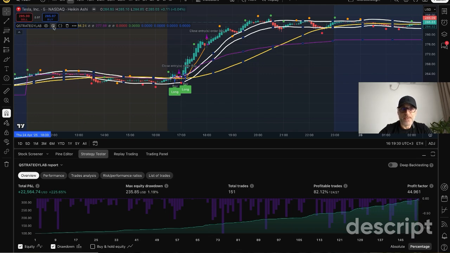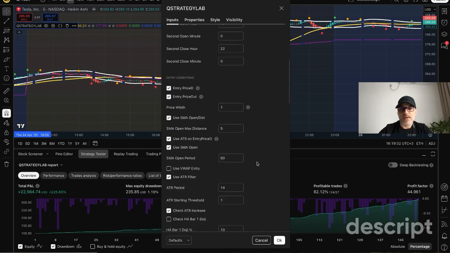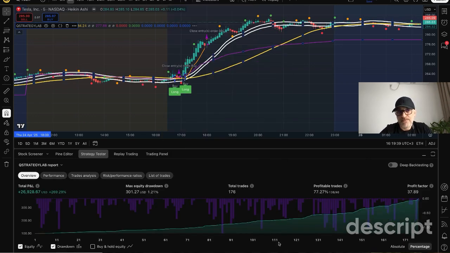Now, let's see what happens if we decrease this to 0.5. You see, the profit increased to 269. Here, 1.21. The profitable trades also decreased to 77. The profit factor is still high. Now it's for you to choose.